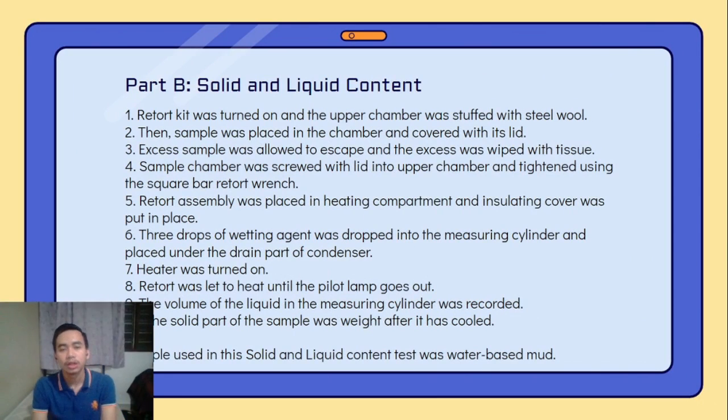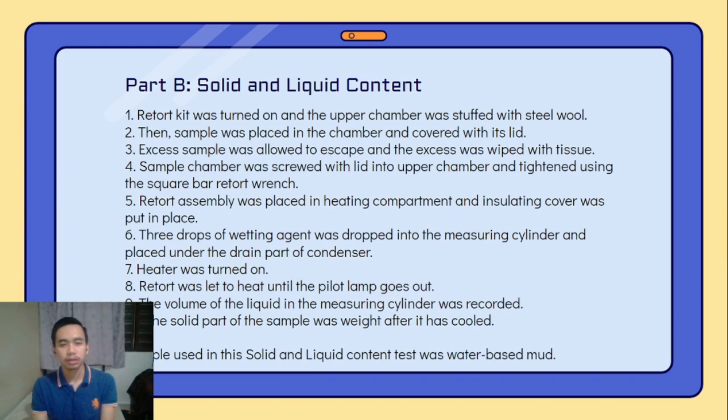For part B, the solid and liquid content experiment, the procedure starts with the retort kit being turned on and the upper chamber being stuffed with steel wool. Then the sample was placed in the chamber and covered with its lid. The excess sample was allowed to escape and was wiped with tissue. The sample chamber was secured with the lid into the upper chamber and tightened using the square brush retort wedge. The retort assembly was placed in the heating compartment and the insulating cover was put in place.